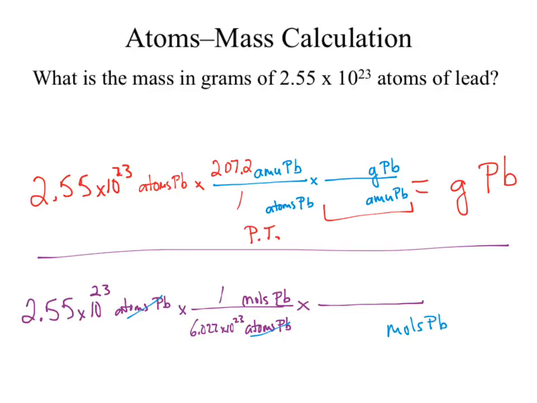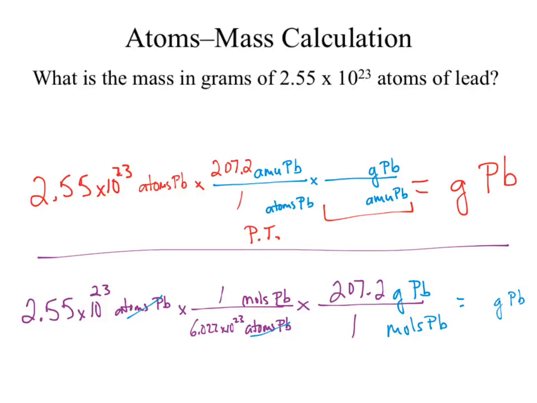And I want grams of lead. Where do I find that conversion factor? The periodic table. Remember, I said that, what, I already forgot the number was. 207.2 grams of lead is 1 mole of lead. And we've now got our problem solved out for us.